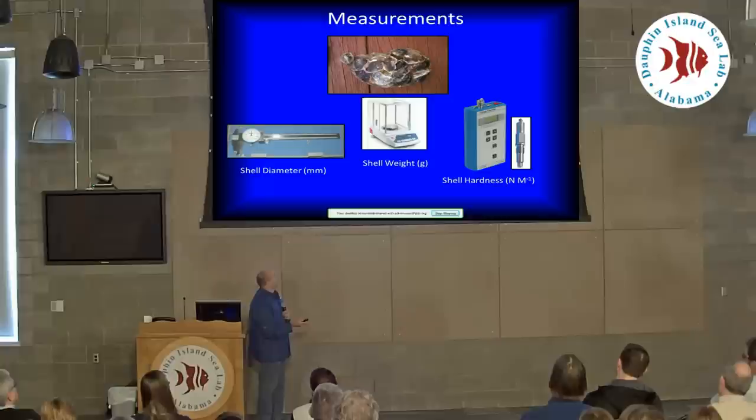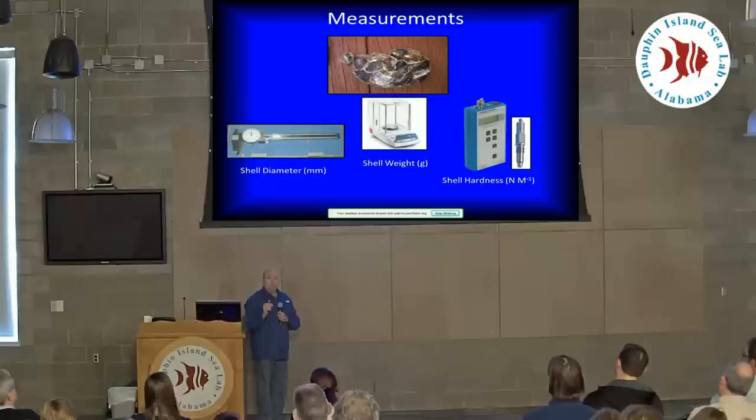So we grew the oysters up for 10 weeks, and then afterwards we measured their diameter. We took some of them off and we weighed them. And then we also used this device here called a force transducer, or a penetrometer. Essentially you just apply pressure to the oyster shell until it breaks, and this records the maximum amount of force that you need to do that. So it's a reasonable approximation for a crab claw, how much force they would need to break an oyster open.